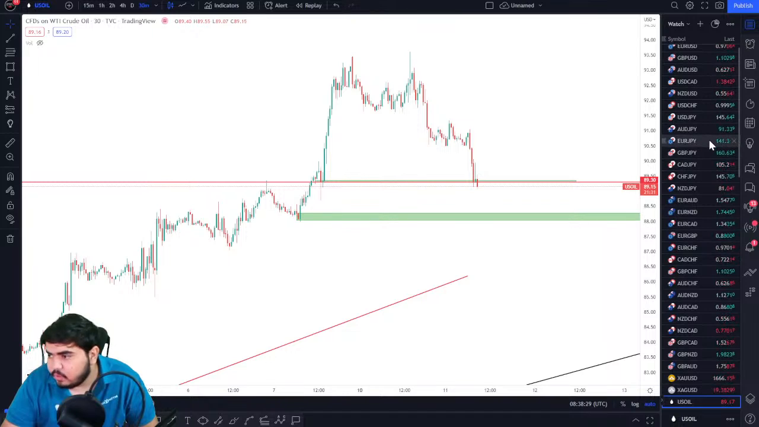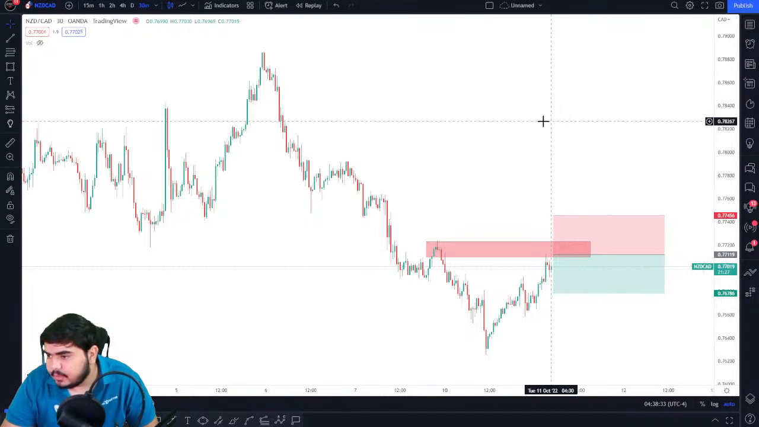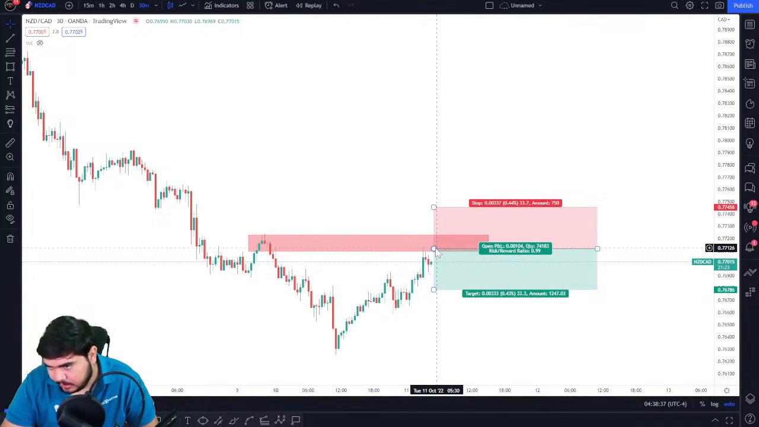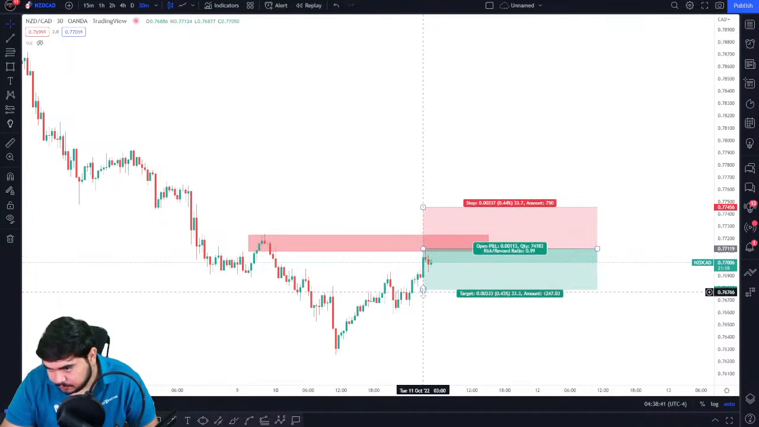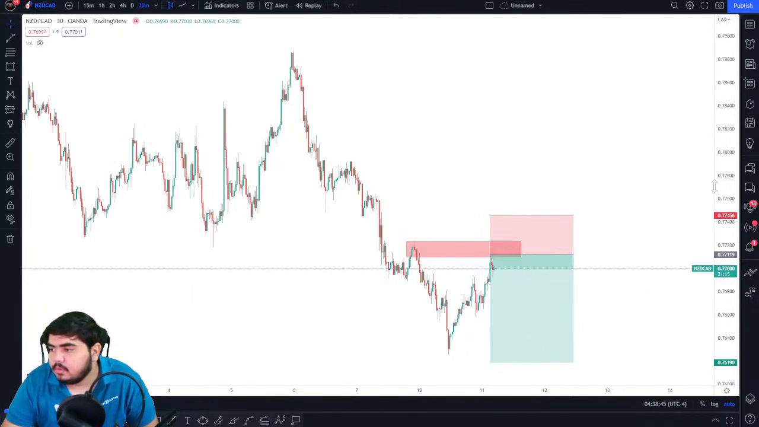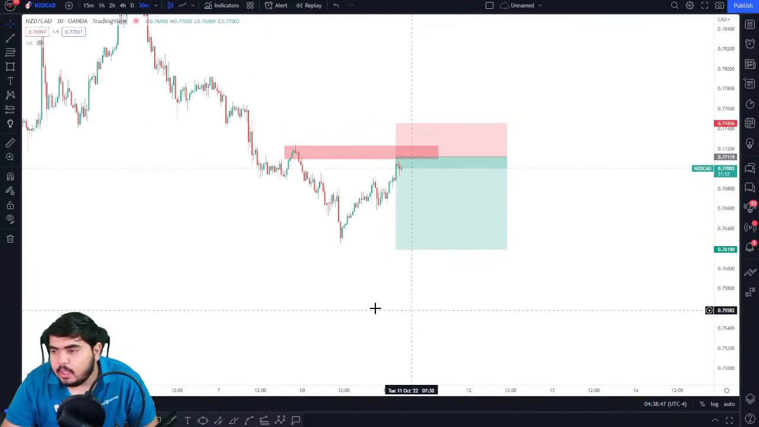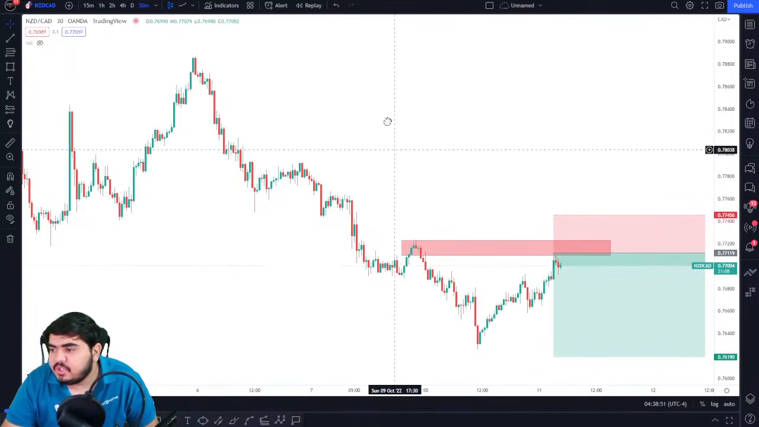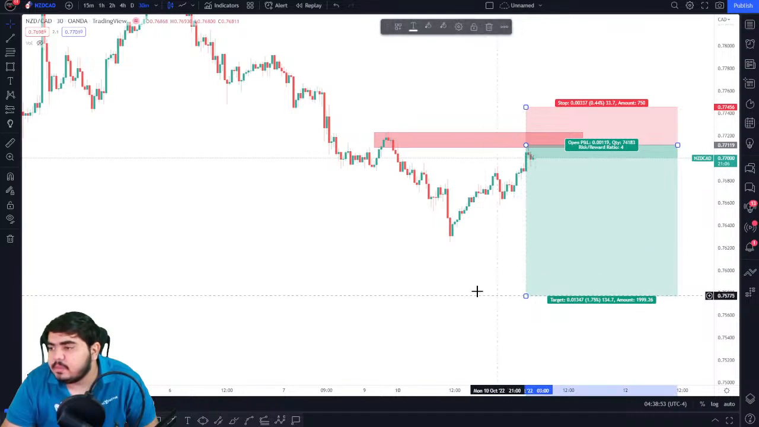So if I go toward the NZD CAD right here, I am basically expecting a move lower on this NZD CAD right now. So the reason behind this bearish continuation setup is very simple.